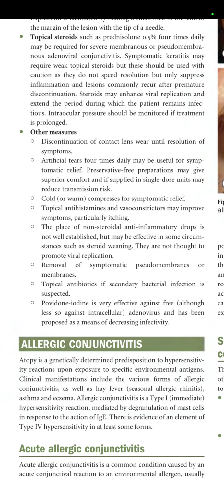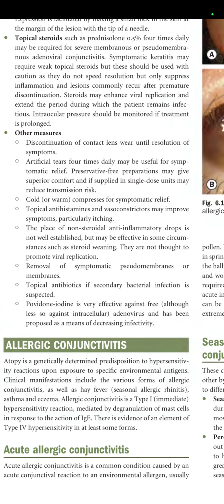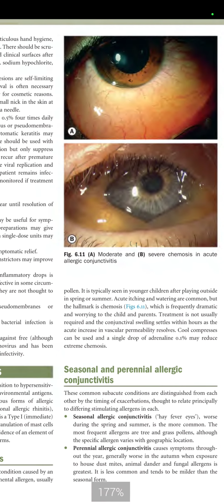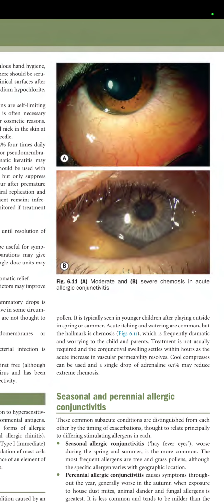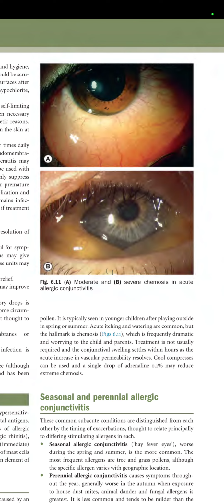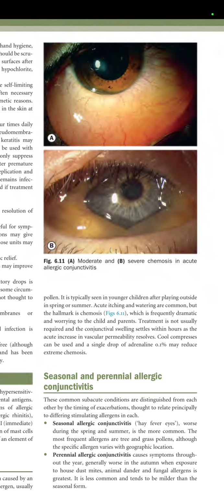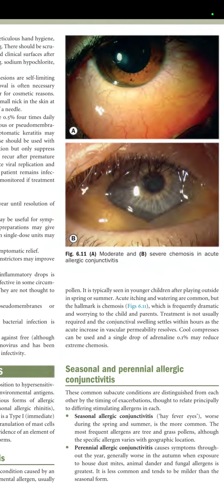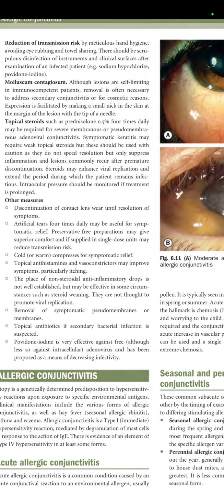Acute allergic conjunctivitis. Acute allergic conjunctivitis is a common condition caused by an acute conjunctival reaction to an environmental allergen, usually pollen. It is typically seen in younger children after playing outside in spring or summer. Acute itching and watering are common, but the hallmark is chemosis, which is frequently dramatic and worrying to the child and parents. Treatment is not usually required, and the conjunctival swelling settles within an hour as the acute increase in vascular permeability resolves. Cold compresses can be used, and a single drop of adrenaline 0.1% may reduce extreme chemosis.